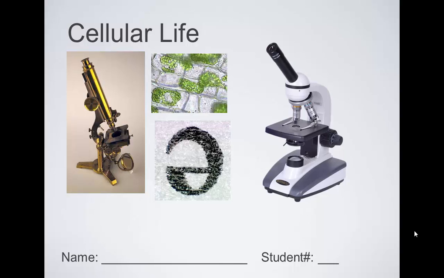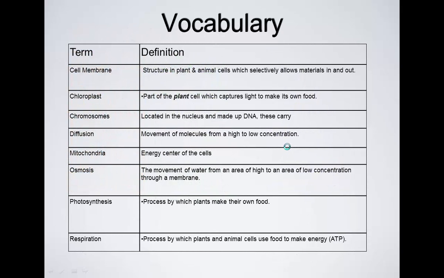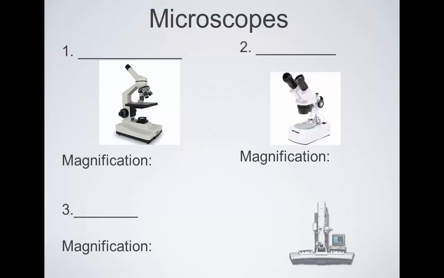All right, so this unit, we're going to start by reviewing microscopes and what microscopes do. We're going to practice using microscopes before we actually start moving into looking at cells and talking about cells. We need to learn how to use the microscope first. So we have some vocabulary. This is all related to cells. We're not going to go over it now. It's there for your reference as we move on in our unit.